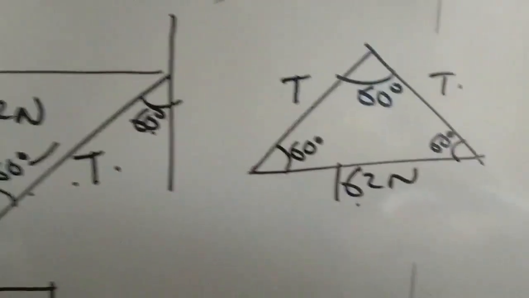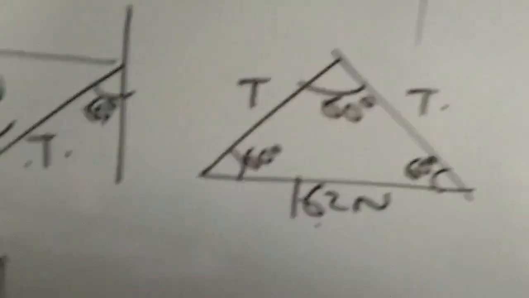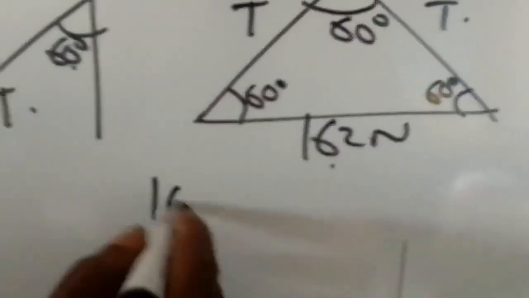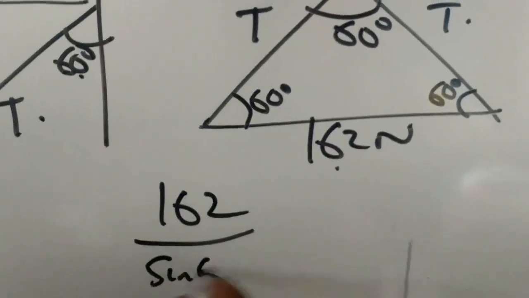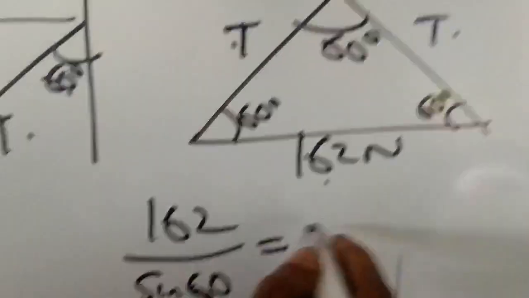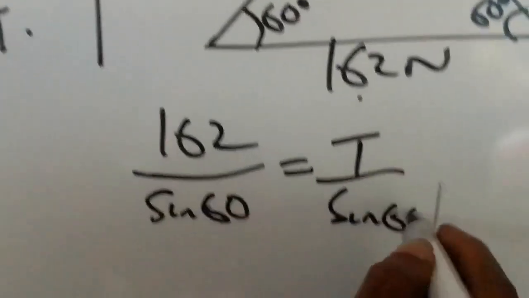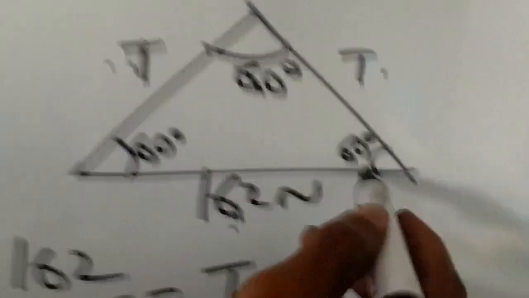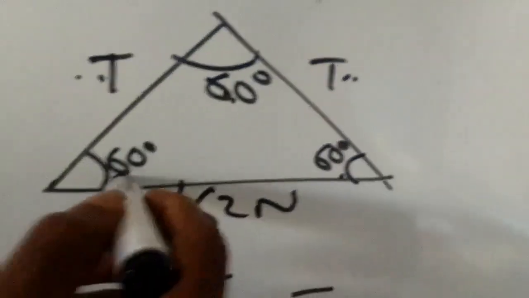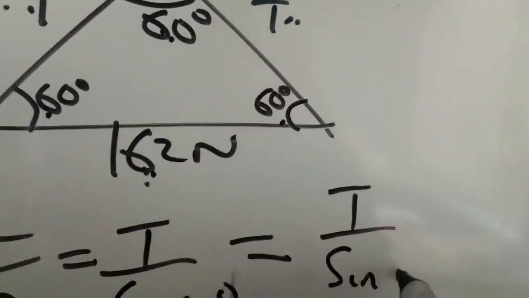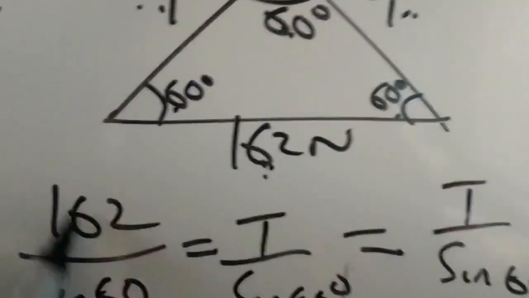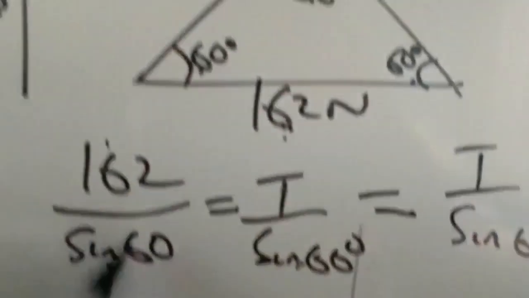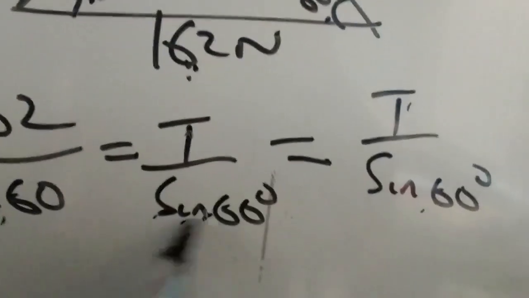Having done that, you now apply Lami's theorem or the sine rule. 162 over sine 60 equals T over sine 60. That is, each of the forces over the sine of the angle opposite it. 162 over sine 60, T over sine 60, equals the other T over sine 60. You can solve it by equating this to this, or this to that, because the tensions are equal, so they have the same angle.